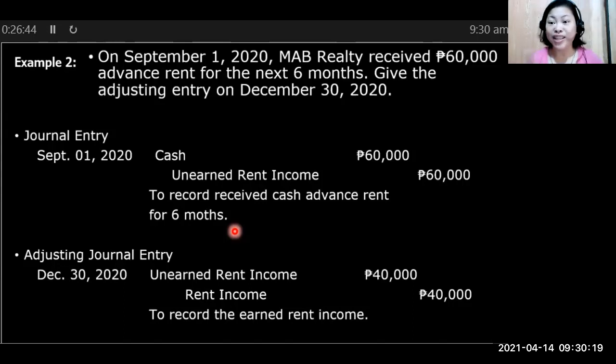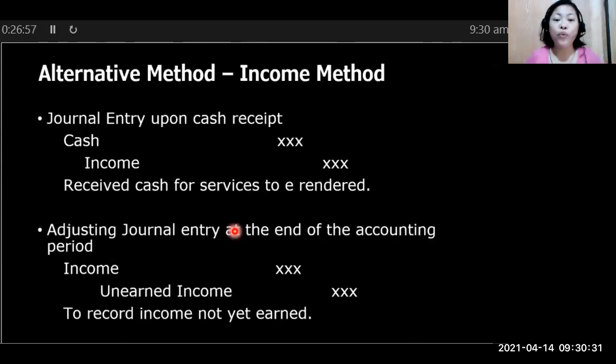However, there is also an alternative method for prepayments, deferrals, or unearned income. Aside from the liability method, we can also use the income method. In the income method, when you receive the cash, you debit cash and then you credit income. You debit the amount of the cash and then you credit the income. In the adjusting journal entry, you debit the income and then you credit unearned income. So that is where unearned income appears, to record income not yet earned.